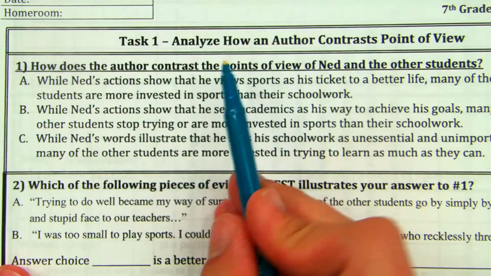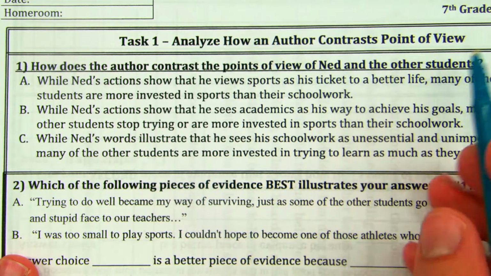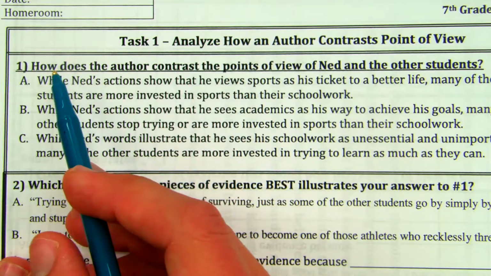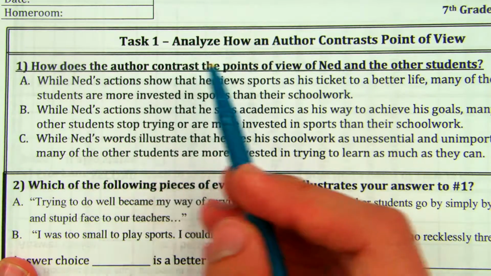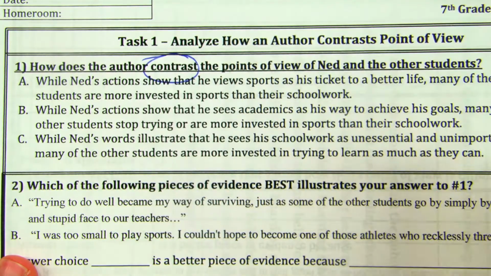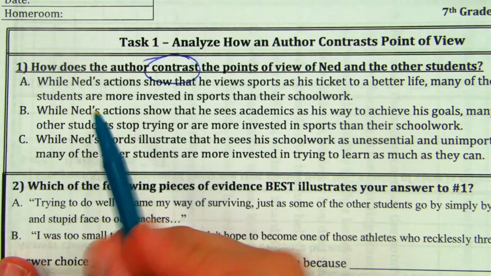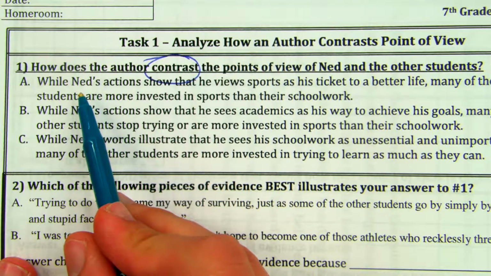Let's flip to the next page. Remember, the task that we're focused on is the skill of analyzing how an author contrasts point of view. So our question says, how does the author contrast the points of view of Ned? How does he show the differences in the points of view of Ned and the other students? I'm going to work through my answer to number 1 and cross out any wrong answers.